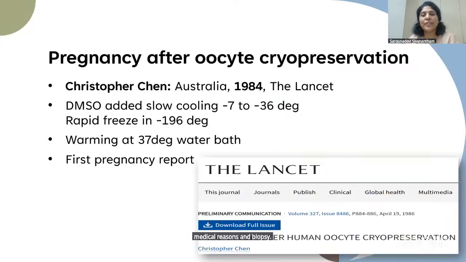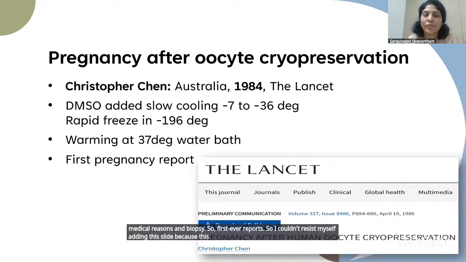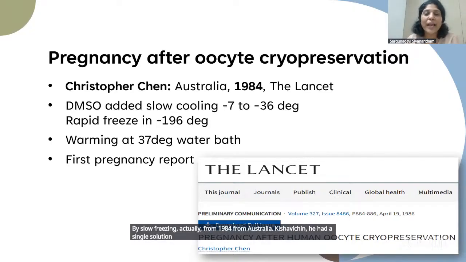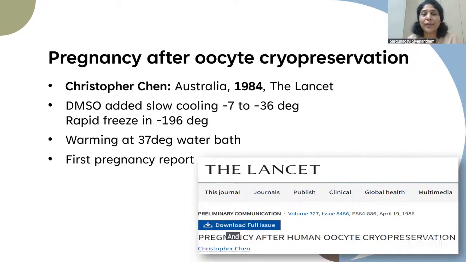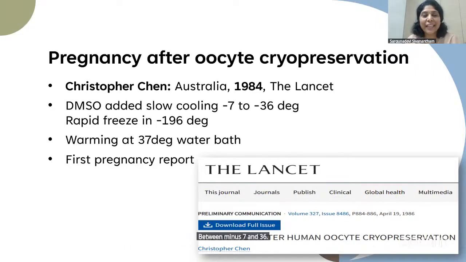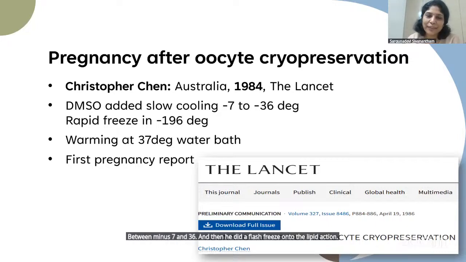So, first ever reports. I couldn't resist adding this slide, because this was the first ever report of oocyte cryopreservation by slow freezing, from 1984 from Australia. Christopher Chen used a single solution of DMSO, took the oocytes, trimmed the cumulus cells, and went on with a slow cooling between -7 and -36. Then he did a flash freeze into liquid nitrogen. Warming was quite simple: he warmed them in a 37 degrees Celsius water bath.